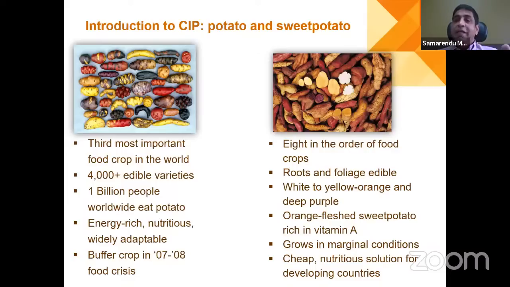But unfortunately, we are moving away from all these nutritious crops like sweet potato and millets. This is the international year of millets. All these good crops, we have been moving away from to a more convenient, fast food culture. We are not eating potato the way it should be eaten, but we are eating frozen French fries, fried potatoes, fried chips, all this stuff.